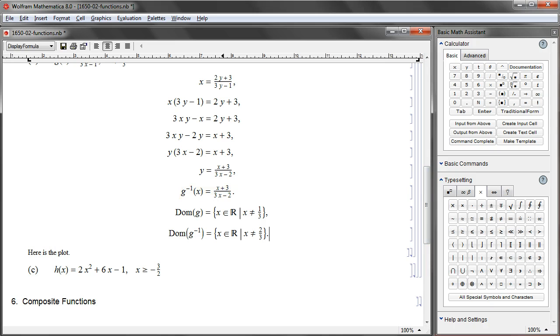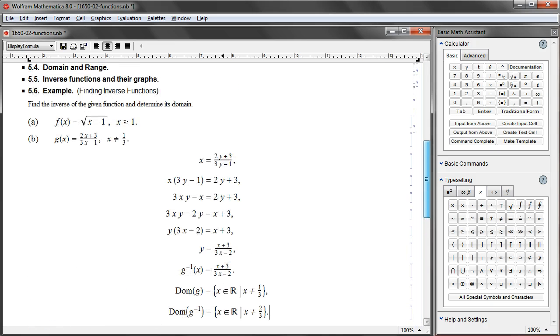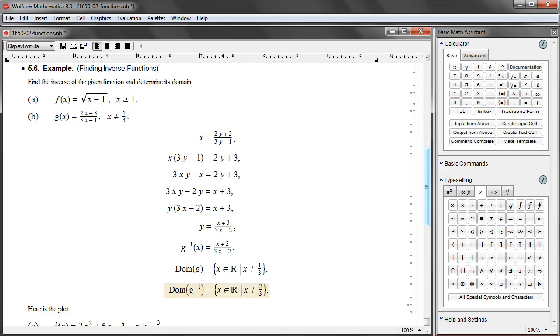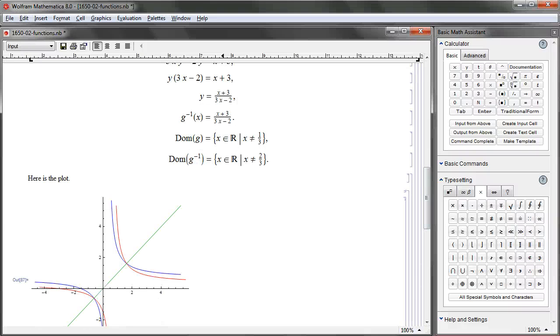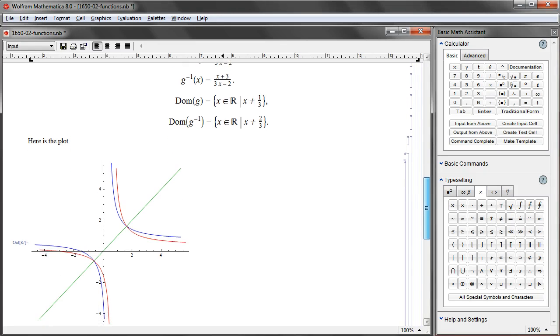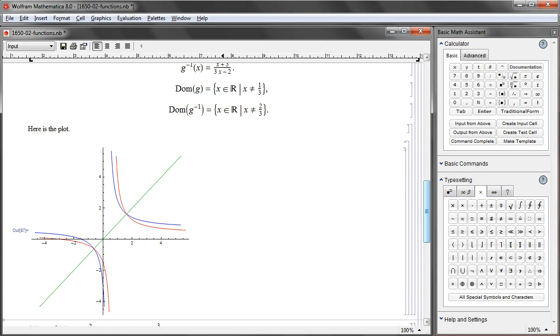And, well, is the range of the original function equal to this domain of the inverse function? Or is the range of the inverse function equal to this domain of the original function? The answers to both questions turn out to be yes, but I'm going to leave those to the students. Instead, let me just show you the plot. So blue is the original g and red is the inverse function. Please note that we have a symmetry with respect to the diagonal y equals x.